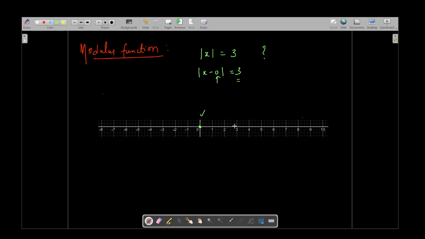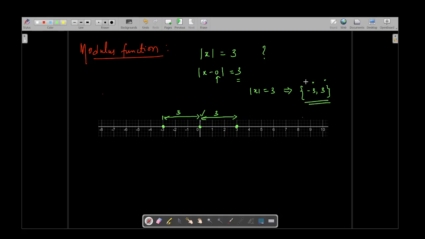The point which is 3 units away from this point is 3, because the distance between these two is exactly 3 units. The other point lies on the negative axis, this point. Though it lies on the negative axis, the distance between these 2 points is 3. So this is the meaning of this. If I write mod x is equal to 3, it means there are 2 points, which are minus 3 and plus 3. So from 0, there are 2 points which are 3 units away from 0.